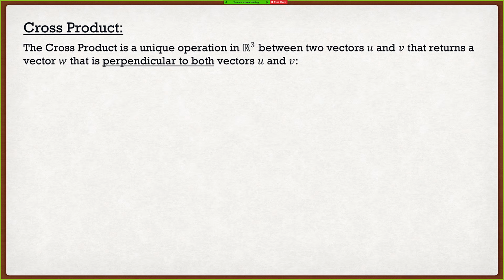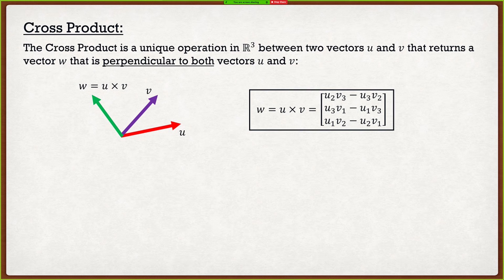And again, the whole goal here is we get a vector that's perpendicular to vectors u and v. So if I have my two vectors here, u and v, and I cross them together, what happens is I get a third vector, w, which is perpendicular to both u and v. What is the formulation for this? Well, w, which we say is equal to u cross v, is simply that: u2 multiplied by v3 minus u3 multiplied by v2. And I just kept it simple here.